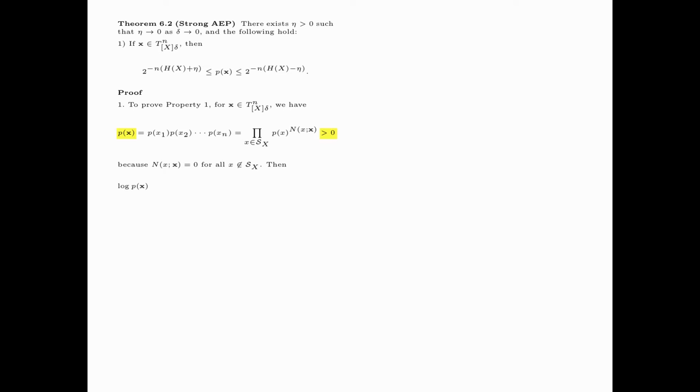Then we take the logarithm of the probability of the sequence. This is equal to the logarithm of a product over all x in the support. And so, it is equal to summation over x of log of p(x) to the power n(x; sequence x), which is equal to summation of n(x; sequence x) log p(x). Note that we adopt the convention that summation over x means summation over x in the support. Now we deliberately subtract the quantity n times p(x) and add back the quantity n times p(x) so that we have done nothing.